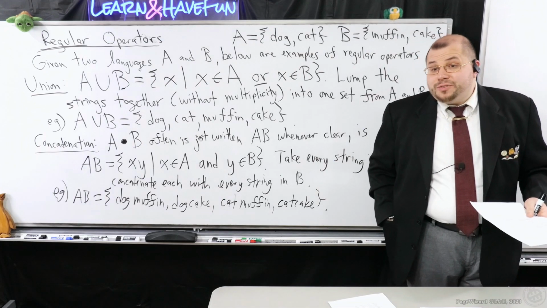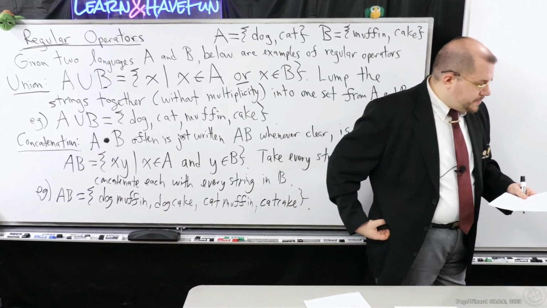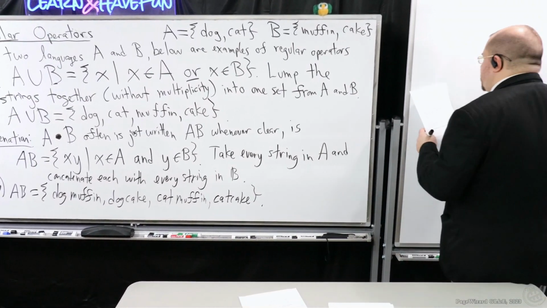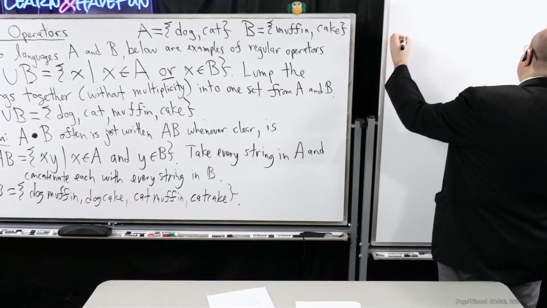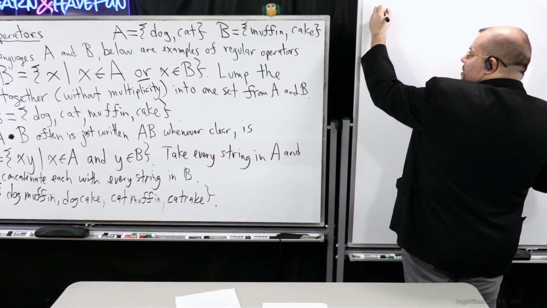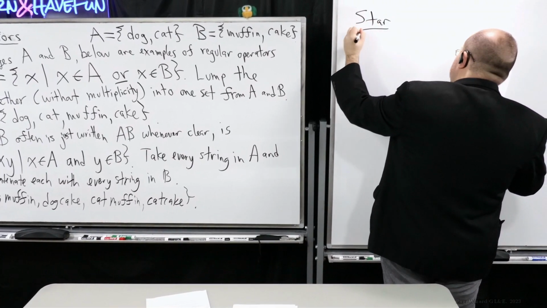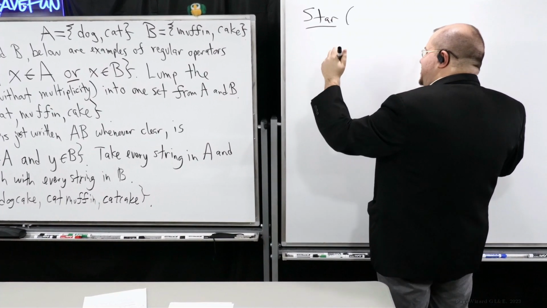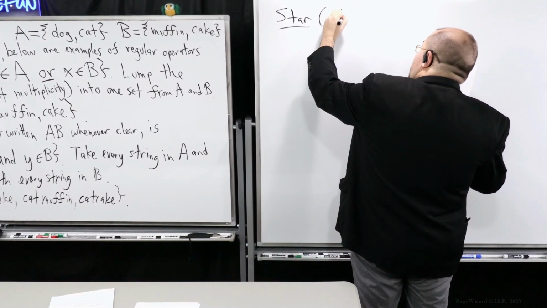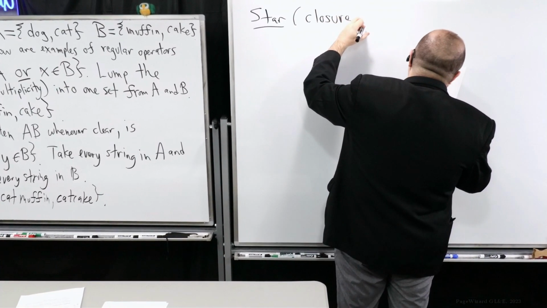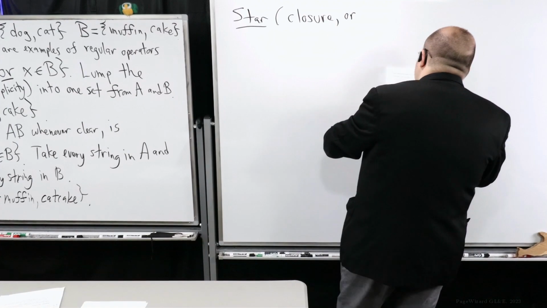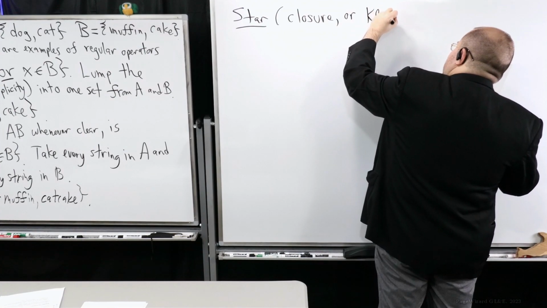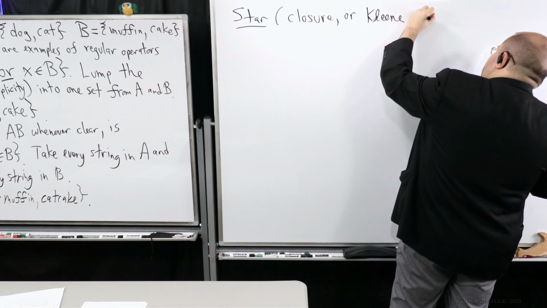Another operator that we actually ran into previously was star. Or some would call this Kleene closure, or Kleene star. So another operator is star. Sometimes it's just called closure as well. Or it's called Kleene closure or star.